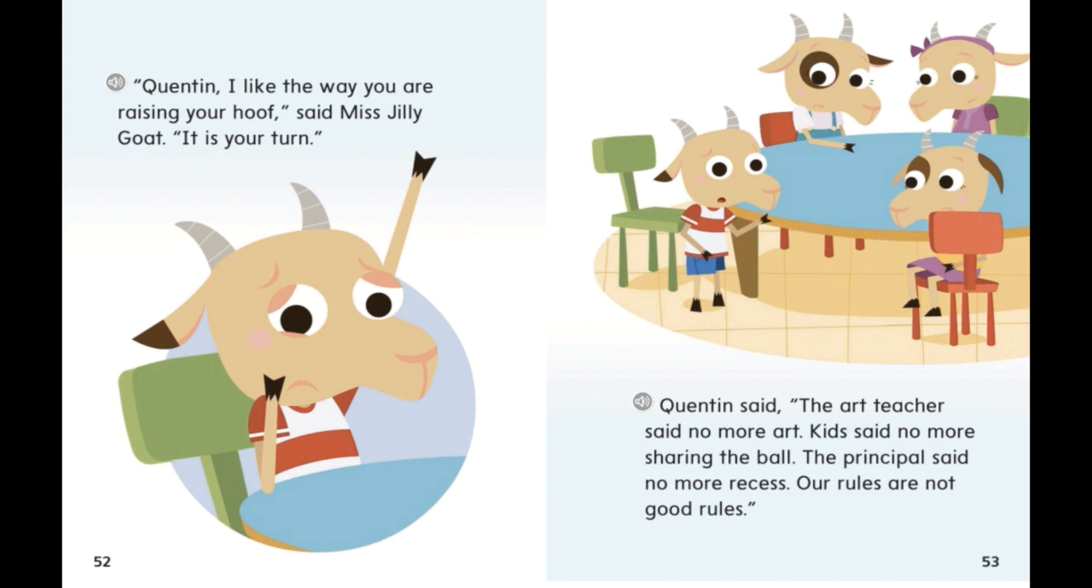"It is your turn." We can learn about Quentin's character by his actions and the words he says. In the illustration, we see that he is raising his hoof, but that's against the kids' rules. Let's see what happens on the next page.